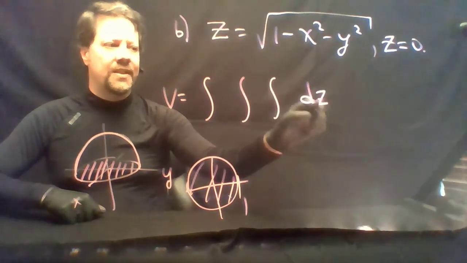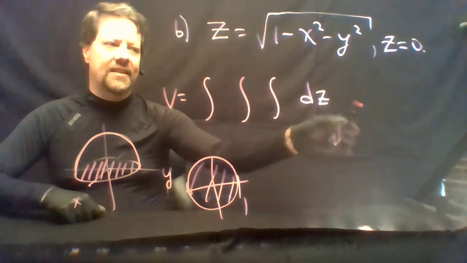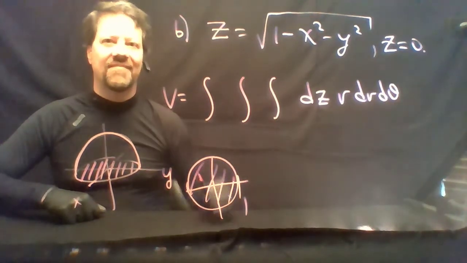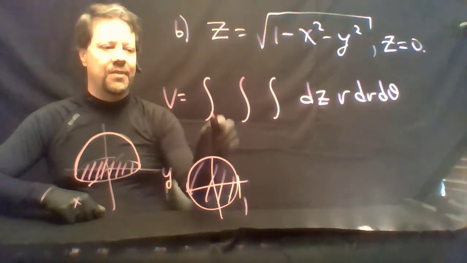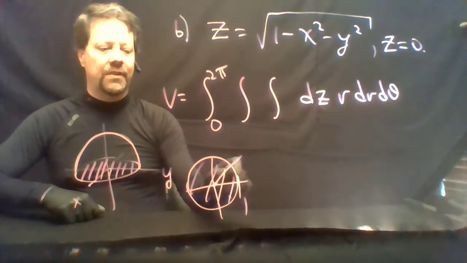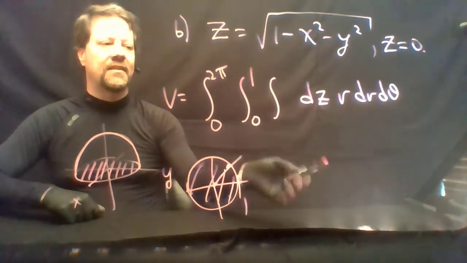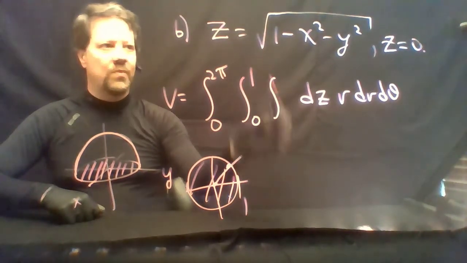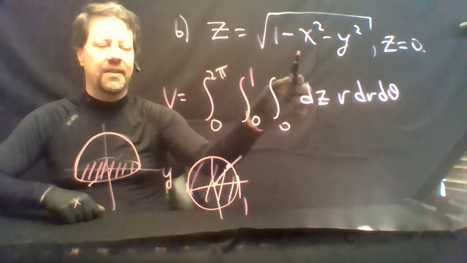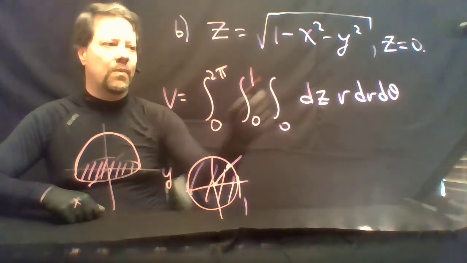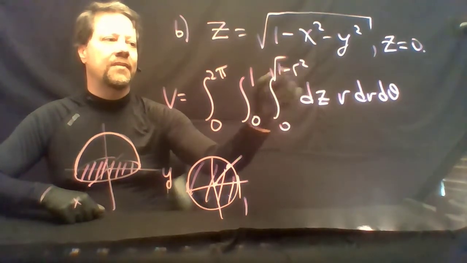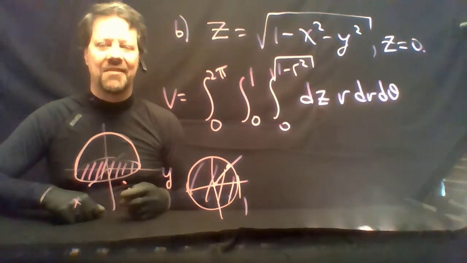So we will use a dz, but instead of dx and dy, it's going to be r dr d theta. Theta will go from 0 to 2 pi, and the radius along any spoke will go from 0 to 1. The z will go from the lower surface, z equals 0, to the upper surface, which we will convert to polar coordinates. z equals the square root of 1 minus r squared. That will give us the volume.